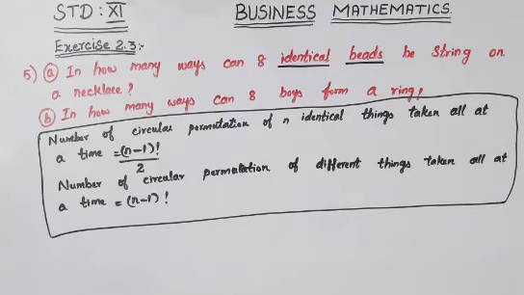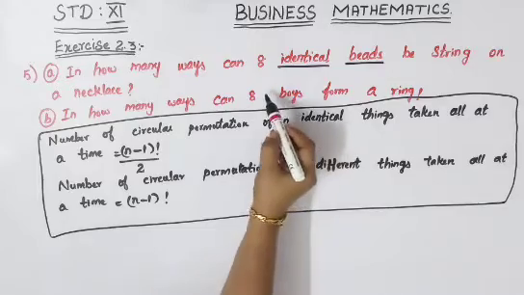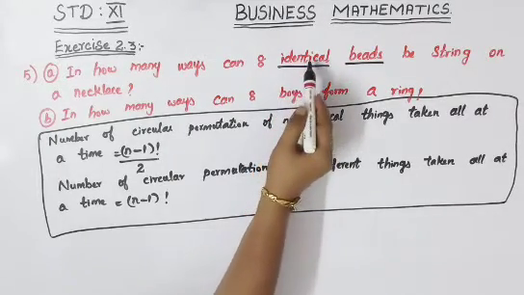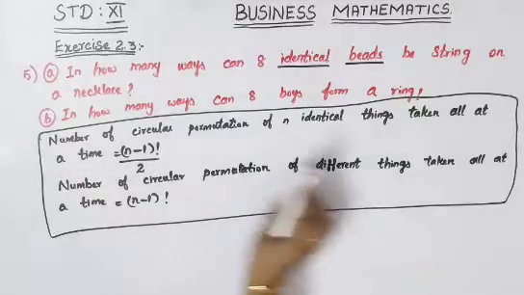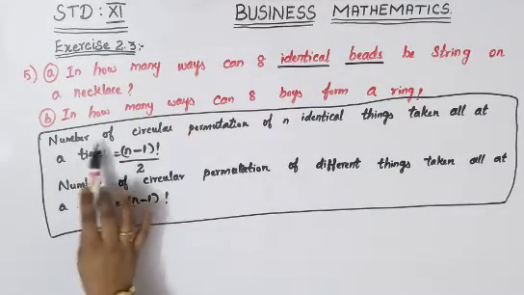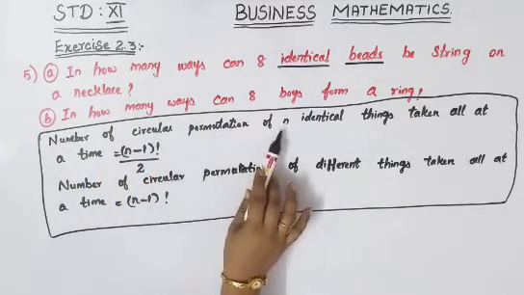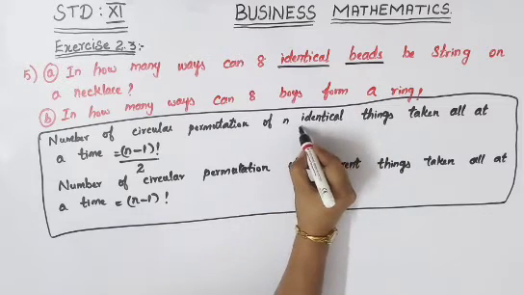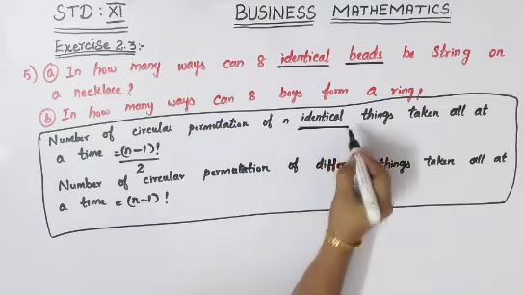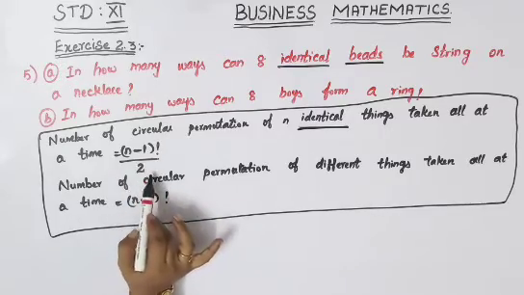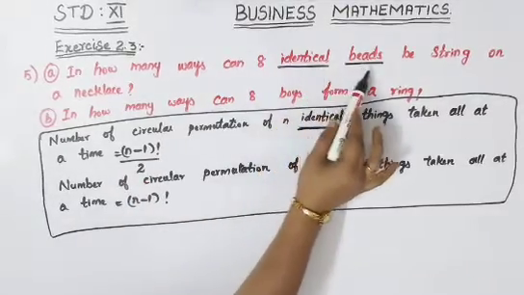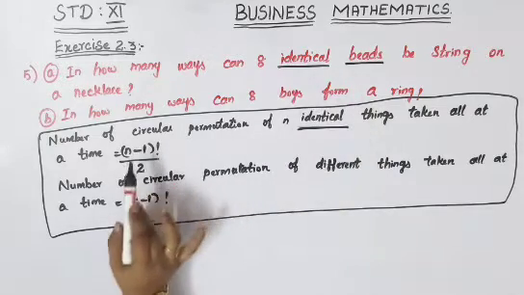Then your second question is, in how many ways can 8 boys form a ring? Boys cannot be identical, because of that they have not given identical here. So the first condition is identical and the second one is different. You have a formula here: number of circular permutations of identical things. Whenever identical things are given, you can use this formula, that is n minus 1 factorial divided by 2. So we have identical beads, so the first formula you can use.